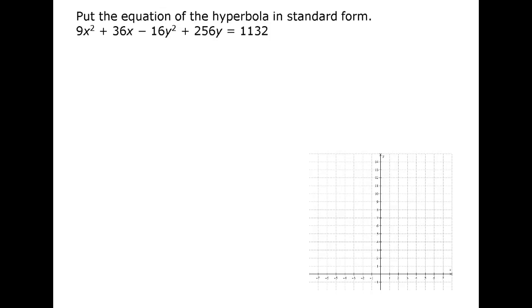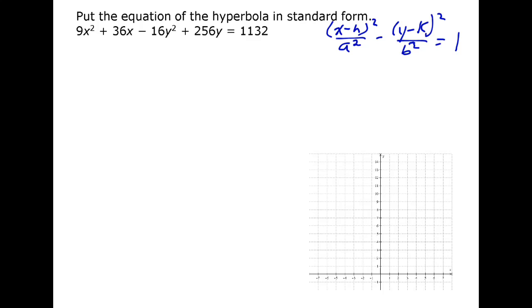So we need to put the equation of the hyperbola into standard form. A hyperbola in standard form would be (x minus h) squared over a squared minus (y minus k) squared over b squared equals 1, and that's for a hyperbola centered at (h, k). So let's get this into standard form. That means we have to complete the square on the x's and complete the square on the y's.